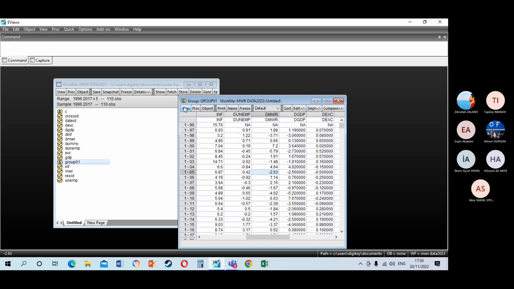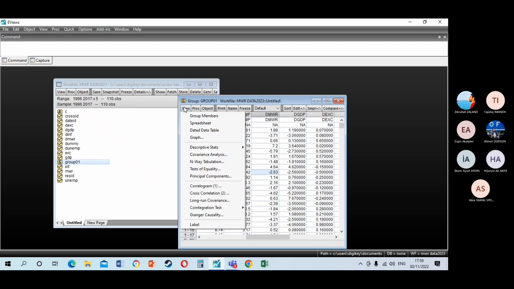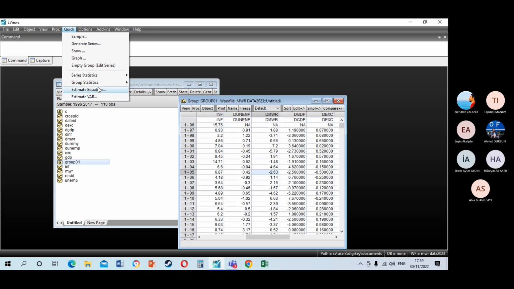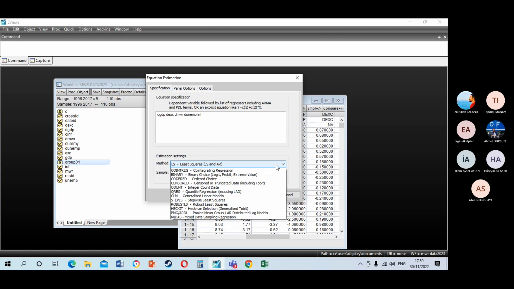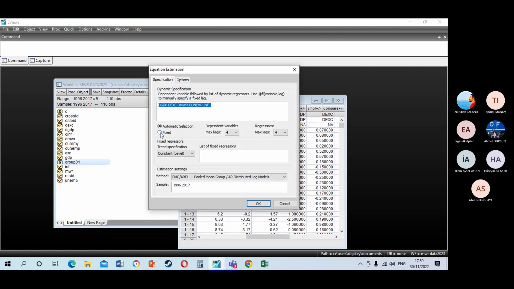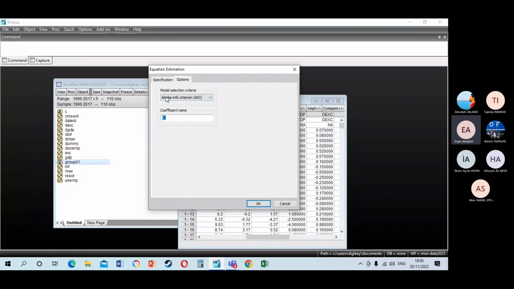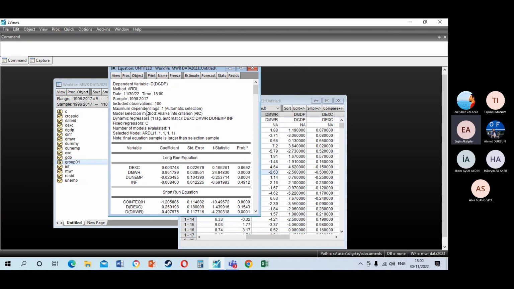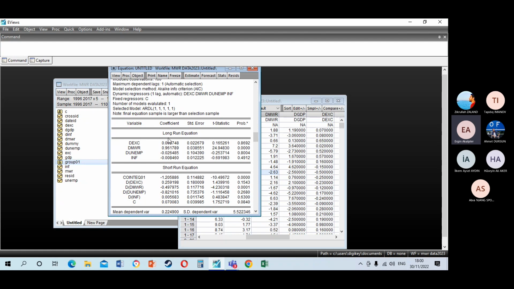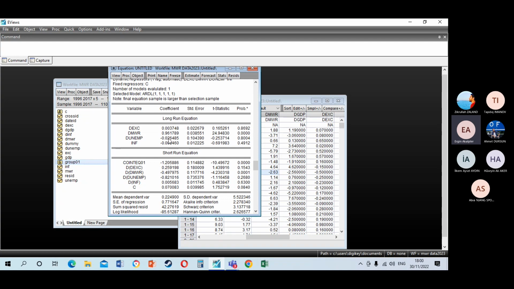We go. You can choose fixed or automatic selection. Option is AIC info criteria. You reduce this to 1 or 2, I prefer 1. Then you have here the long run and short run coefficients for the ARDL. Long run and short run coefficients, as you see, are important for our estimation.